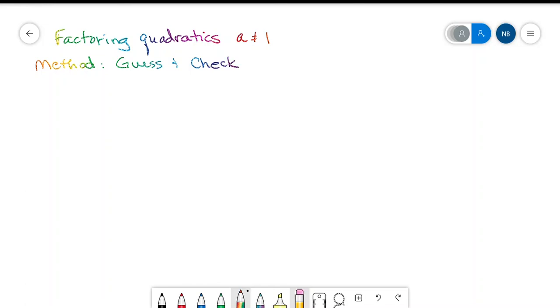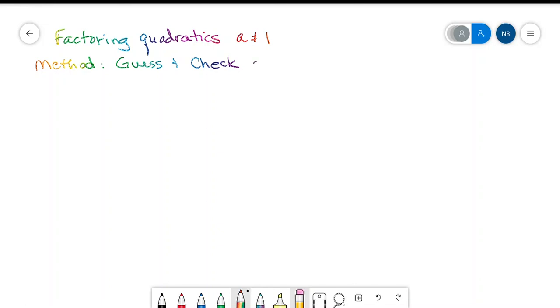Let me start this lesson by saying that if you are not very comfortable with your multiplication table and you do not enjoy mental math, this might not be a method that you want to spend much time on. There are two other methods. There will be videos on those that are slightly more automated and require a little bit less mental math. All right, so this is called guess and check.